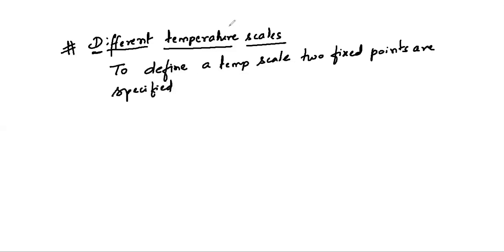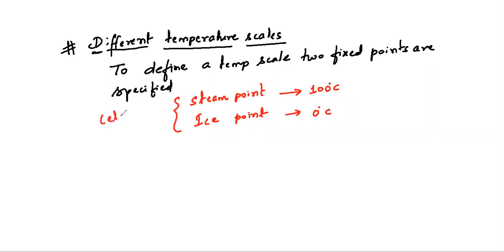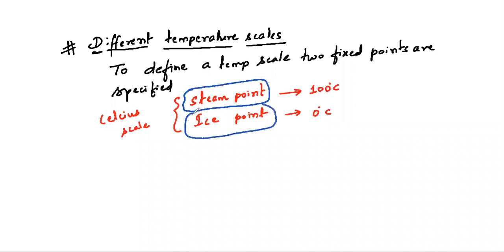So which are the two fixed points? One is the steam point, that is 100 degrees Celsius. Another is the ice point, that is 0 degree Celsius. So this is on the Celsius scale. But these two will remain the same, only the scale will change. So basically, we have to take the steam point and ice point as the two fixed points.